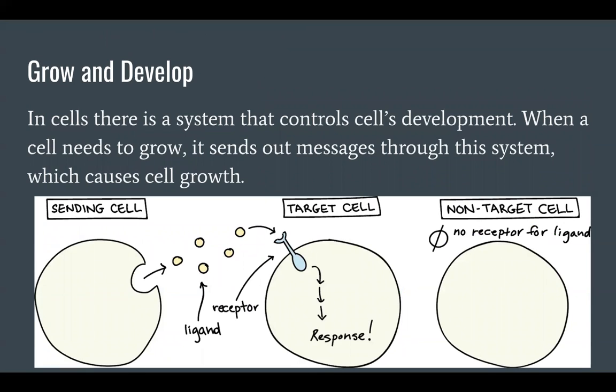Grow and develop. Because of cells, living things are able to grow and develop. Inside every cell, there's a system that controls the cell's development. When a cell needs to grow, it sends out messages through this system, which causes cell growth to occur. A rock, on the other hand, can only change its size when it is subject to environmental processes like erosion. A rock cannot make these changes by itself.